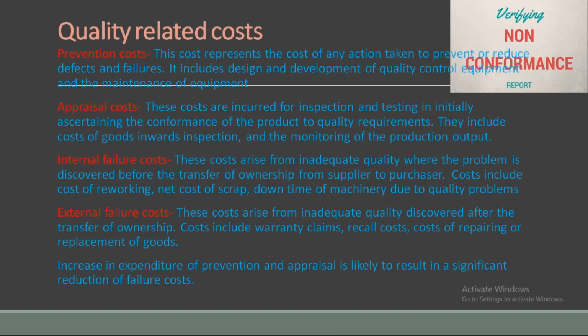So one of the questions that we will have all the time in our paper is they will give certain questions and ask, is this an internal failure cost? Is this an external failure cost? That kind of thing. So we will try to discuss some of these things.